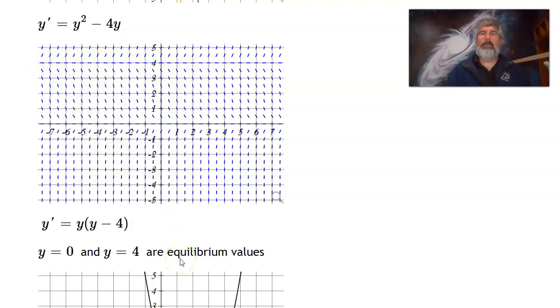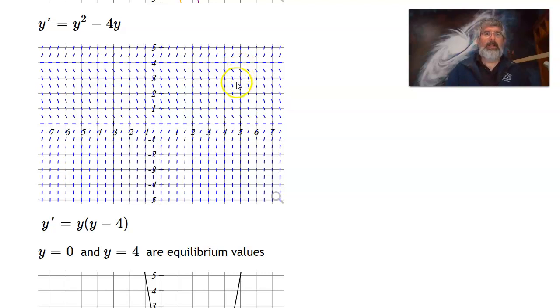It's called an equilibrium value because from the point of view of the independent variable being time, if you're at a y value of 4, you will stay at a y value of 4 forever because the function does not leave it at that point. The solution curve, y equals 4, is just constant.